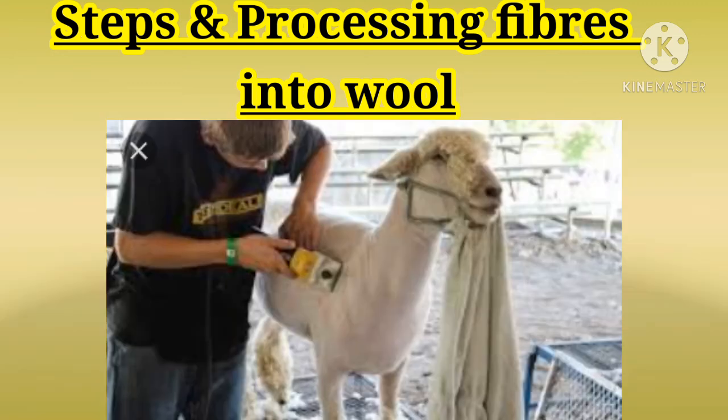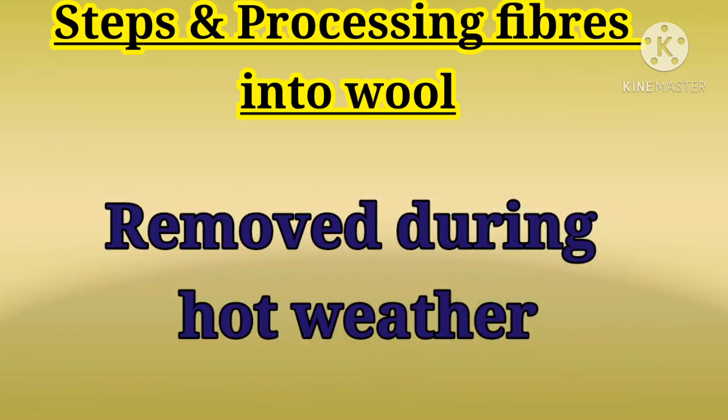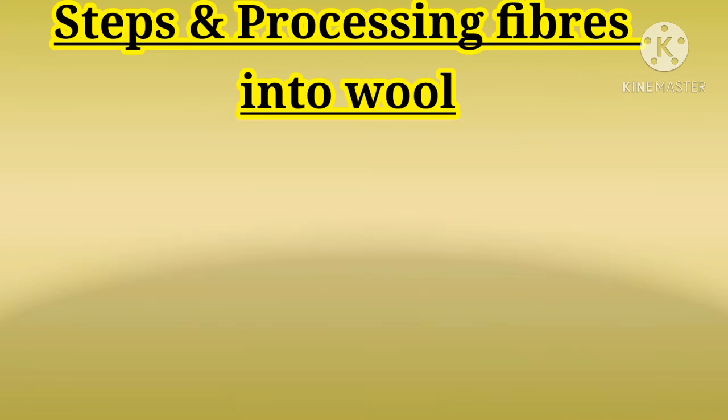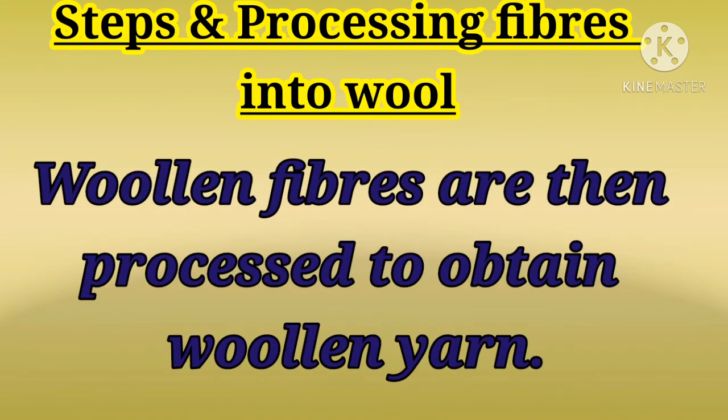Machines similar to those used by barbers are used to shave off hair. Usually, hair are removed during the hot weather. This enables sheep to survive without their protective coat of hair. The hair provide woolen fibers. Woolen fibers are then processed to obtain woolen yarn.